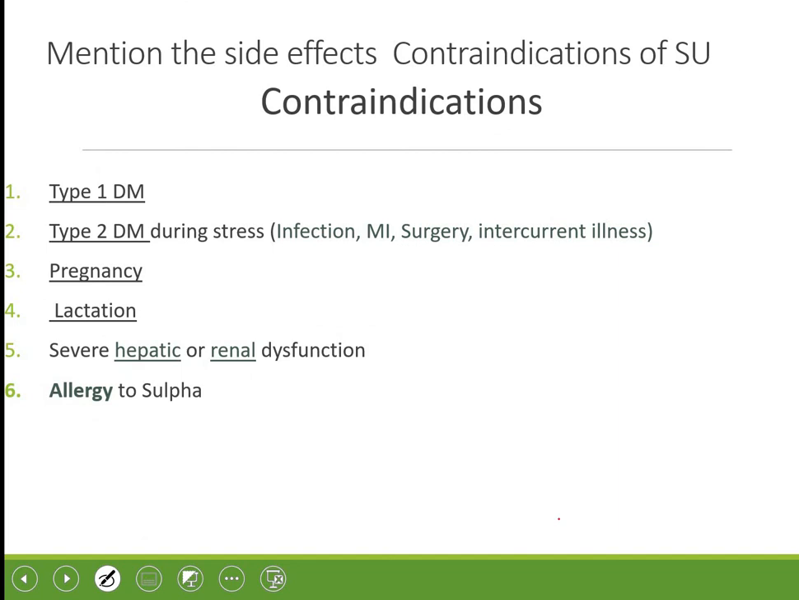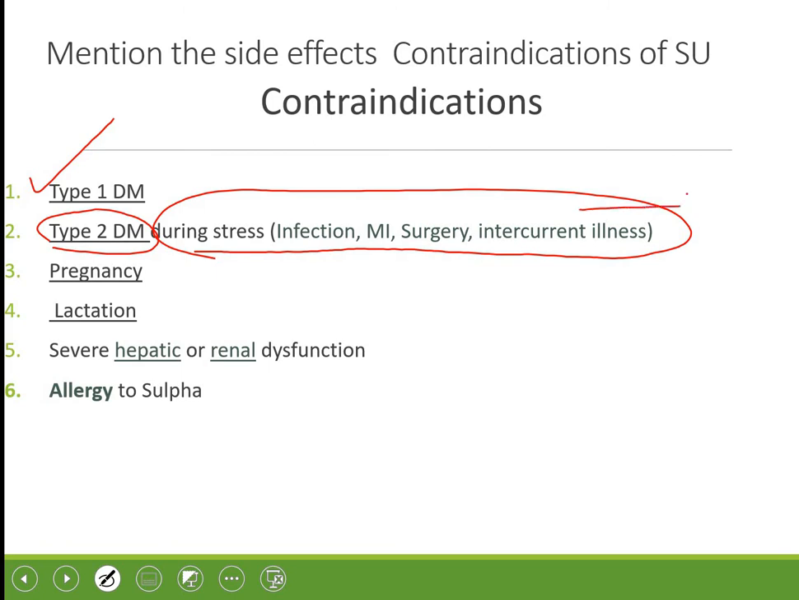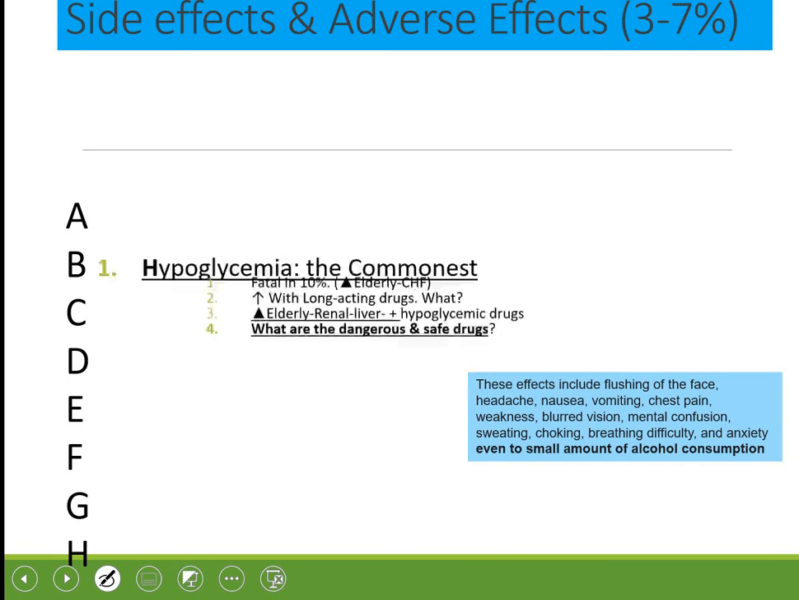The other objective is to mention the side effects and contraindications of sulfonylureas, and that is of course in type 1, because there is no working pancreas, there are no beta cells, and in type 2 diabetes mellitus when stress and illness infection is there. So first you manage the patient with insulins, injectables, non-insulin injectables, and other preparations. Then you cannot give it in pregnancy, you cannot give it in lactation, severe hepatic or renal impairment, and sometimes if allergy to sulfur containing drugs is there, because sulfonylurea contains sulfur, or any other cross reaction like sulfonamides, other classes of drugs, then you cannot give it. These are the contraindications.